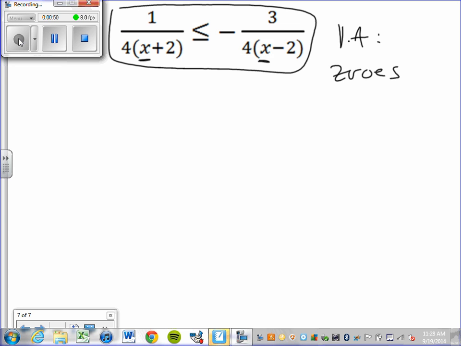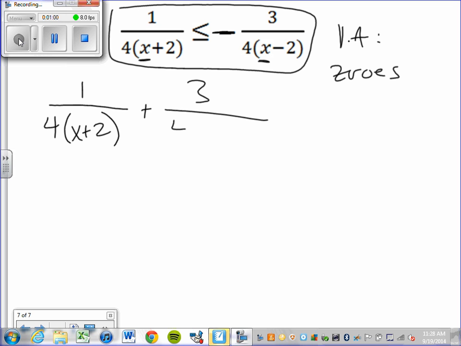The way that's going to happen, because we've got this negative fraction right here, is we're going to add that to the other side. So what we're going to end up with, okay, is the sum of these two fractions less than or equal to 0. It'd be much easier to figure out when this enormous sum is going to be equal to 0 if it was one fraction. All right, and let's go through the script.